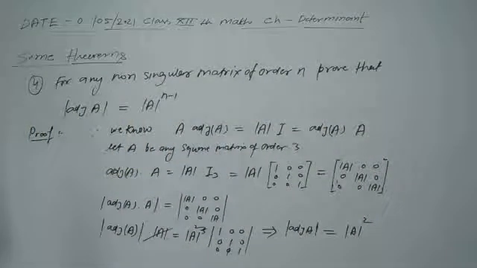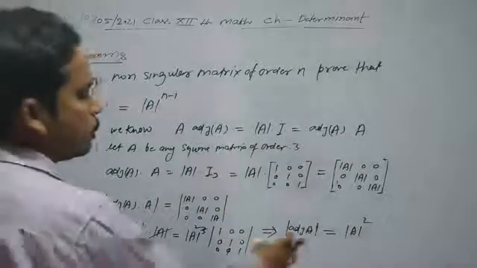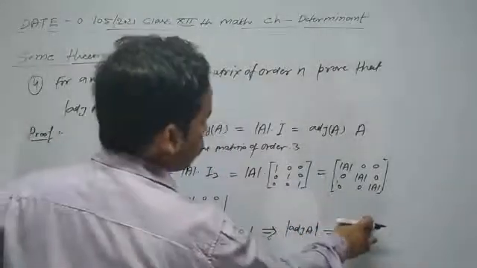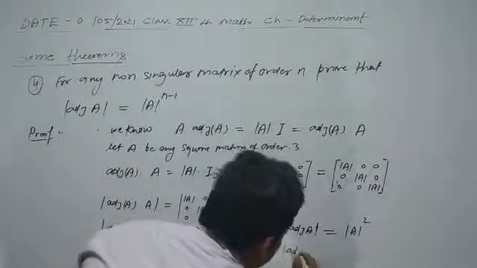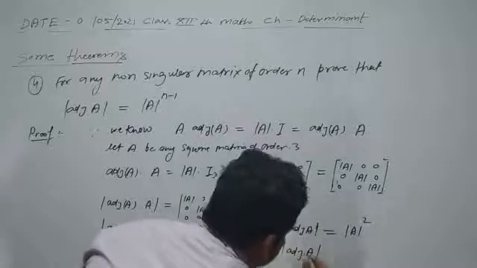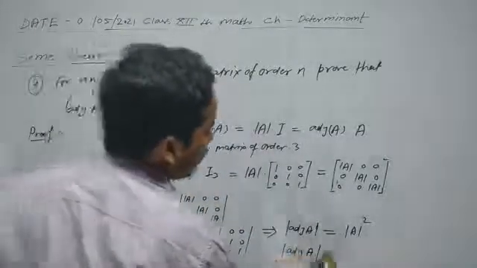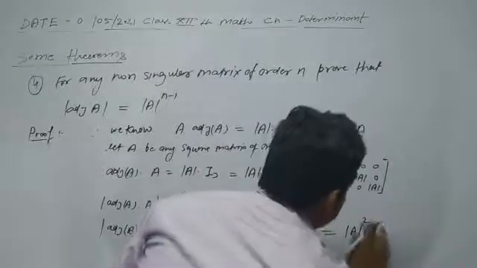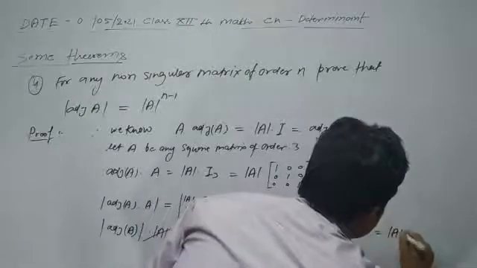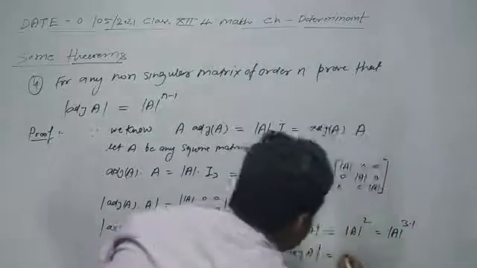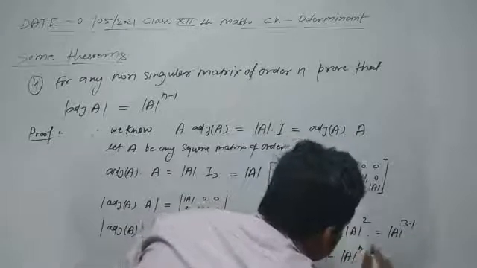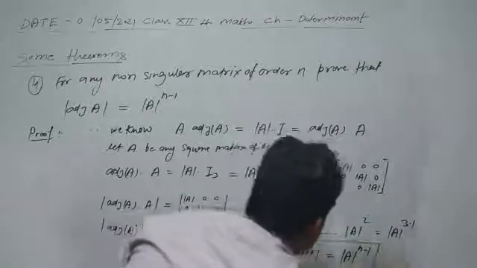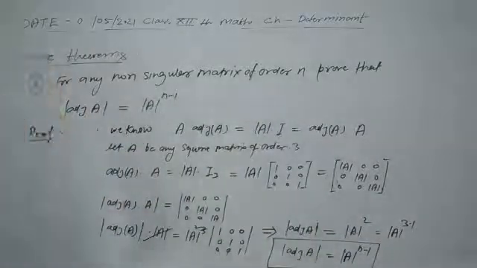See everyone, I have taken matrix A of order 3, so the power comes to 2. Similarly, when you consider a matrix of order n, the determinant of adjoint of A will be equal to determinant of A power n minus 1. So this is our proof with the help of theory also.